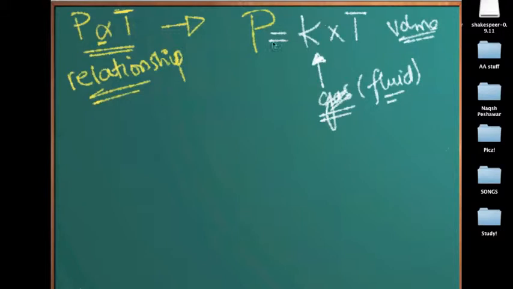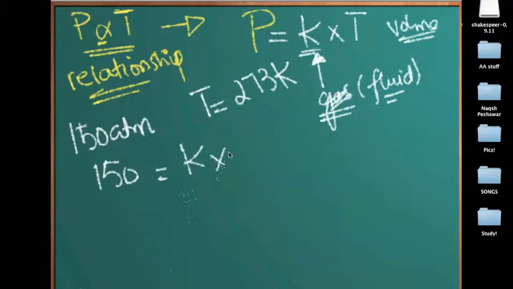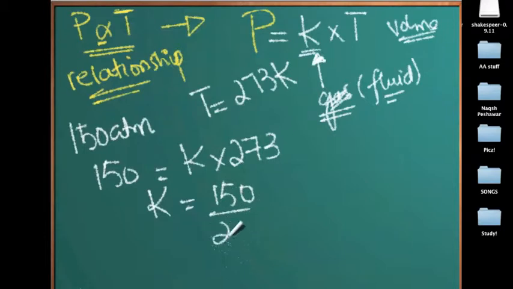So let's say I have a pressure of 150 atmospheres and a temperature of, let's say, 273 K. So what is my K here? This constant, so simply plug in the values. 150 is equals to K times 273. K is equals to 150 divided by 273 atmosphere per Kelvin. The units depend on what you're using here. So in this case, it's atmosphere per Kelvin.